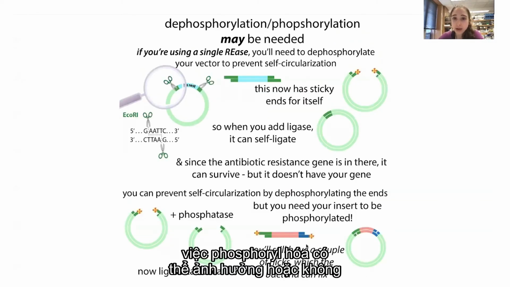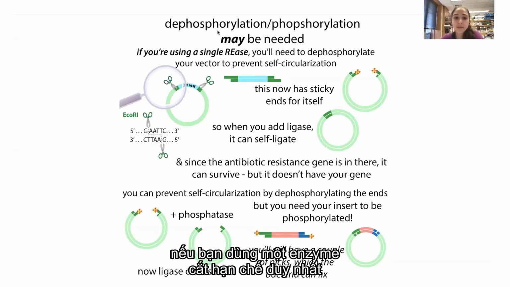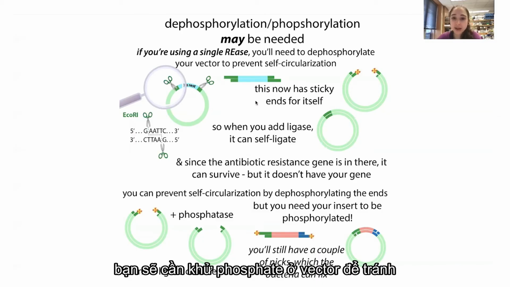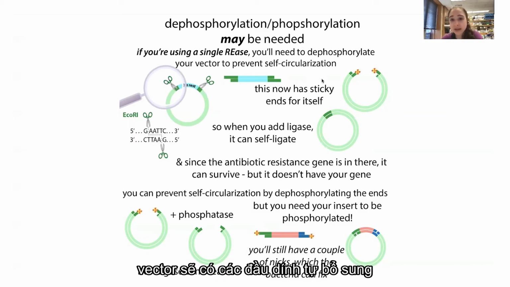So phosphorylation may or may not affect things, and you may or may not need to phosphorylate things. If you're using a single restriction endonuclease, then you're going to need to dephosphorylate your vector to prevent self-circularization. If you use the same enzyme to cut on either side of your insert, now it's going to have sticky ends for itself. These sticky ends are going to have phosphate groups, because when restriction enzymes cut, they leave the phosphate groups.